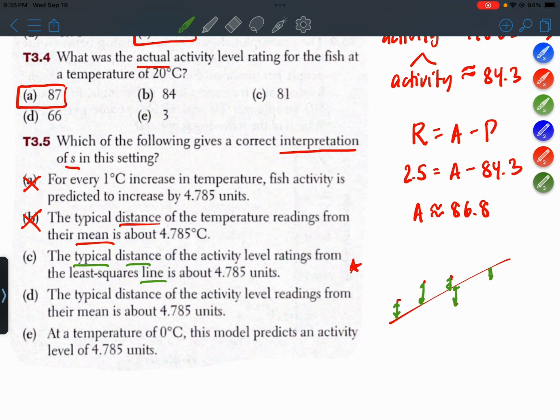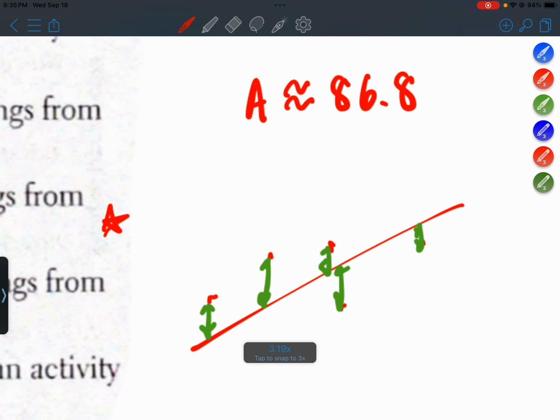So I like C, but let's read through the rest of the choices. D says the typical distance of the activity level readings from their mean. That sounds a lot like B, so no. And E says at a temperature of 0 degrees Celsius, the model predicts an activity level of 4.785. That sounds like an interpretation of the y-intercept, so that's no good. All right, so C it is. Typical distance from the least squares regression line, distance from the line, those are residuals. So average size of a residual.